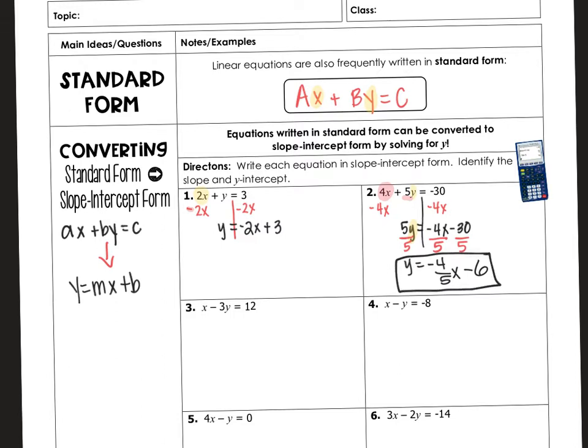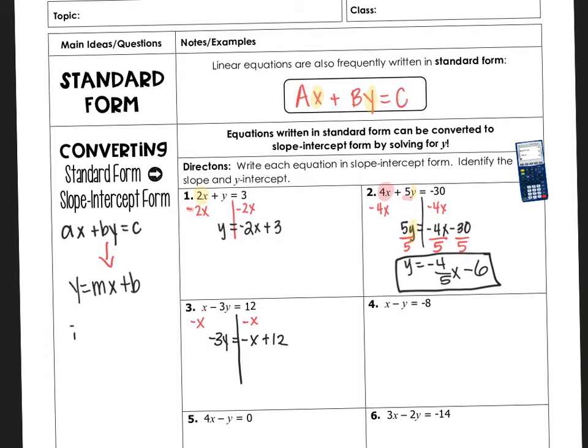If you notice the pattern, we had to move the x first, and then divide by the number that's in front of y. Looking at number 3, we need to get rid of our x first. To get rid of a positive x, we're going to subtract x from both sides. I'm left with negative 3y equals negative x plus 12.